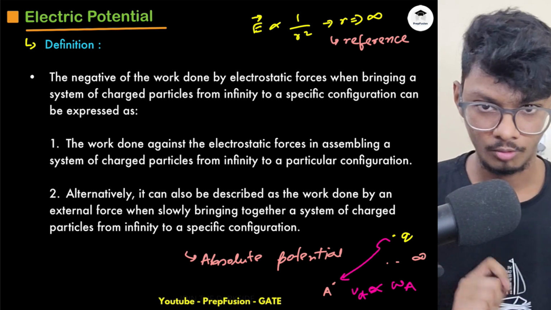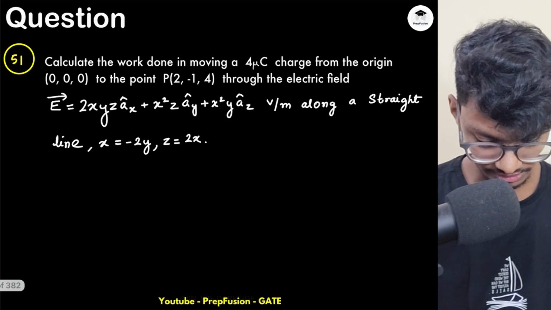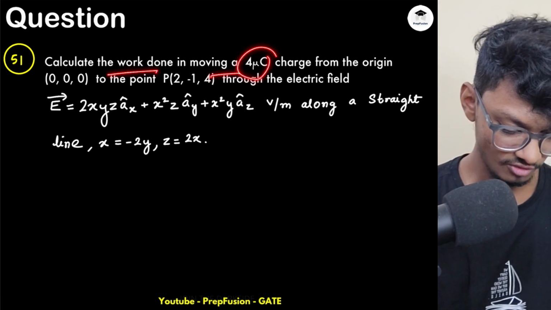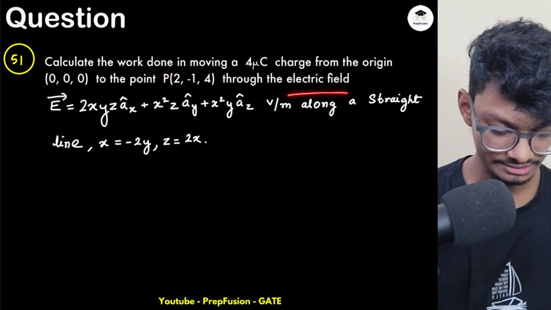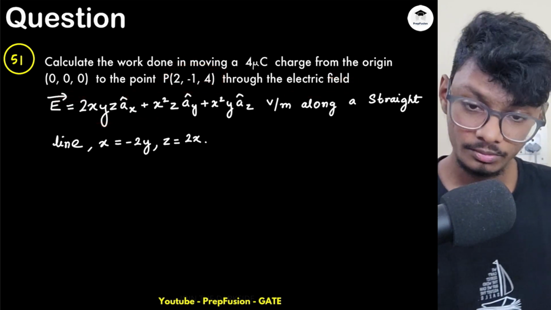Let's solve an example problem on this. So this is the question: calculate the work done in moving a charge of 4 microcoulomb from the origin to the point P through the electric field given. So what will be the work done basically?